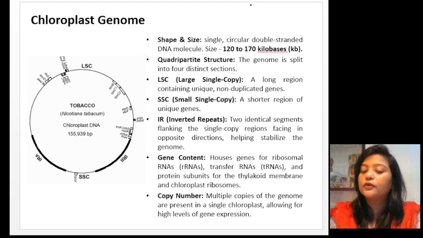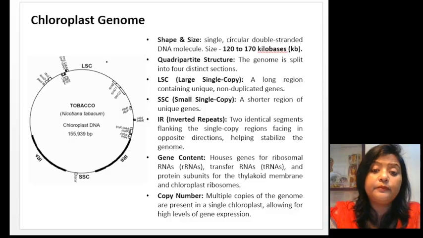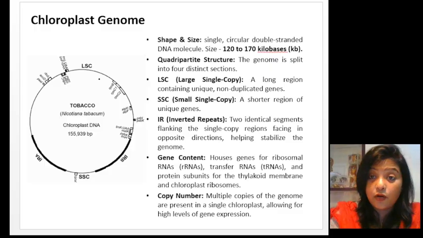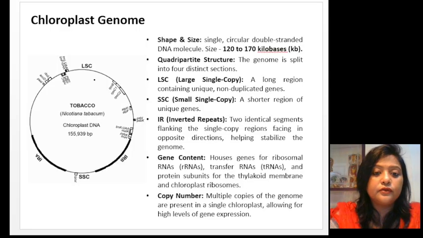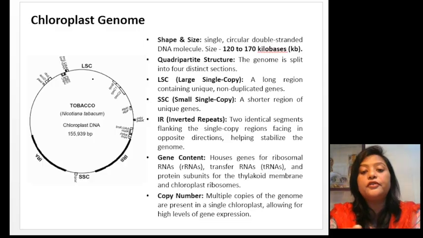Okay. So, chloroplast genome, out here you can see the shape and size. It is a single, circular, double-stranded DNA molecule. Okay. Same as the mitochondria. What is the size out here? 120 to 170 kilobases. You can see the size is larger than the mitochondrial one.